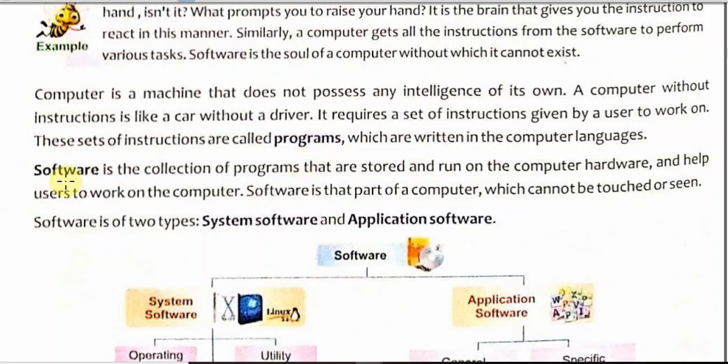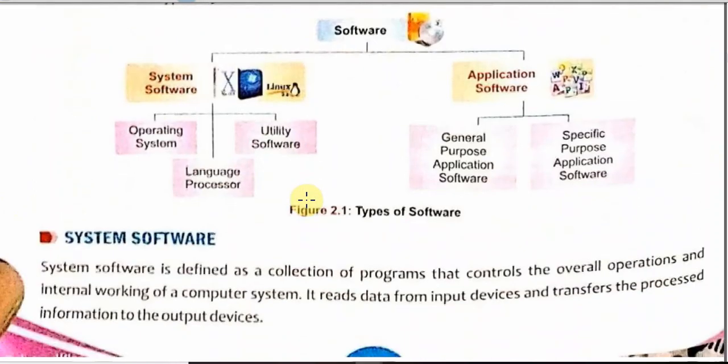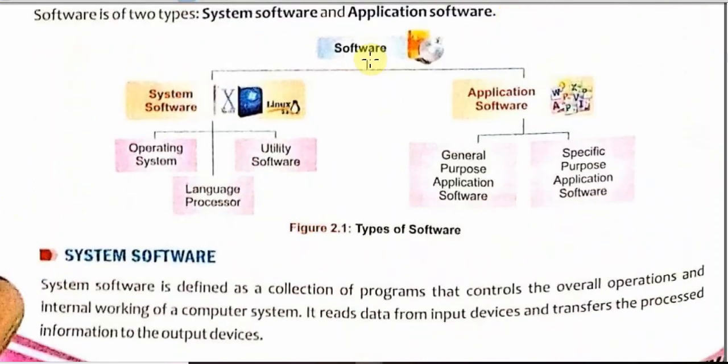Now, software is a collection of programs that are stored and run on computer hardware and help users to work on the computer. Software is a part of computer which cannot be touched or seen. You can see this figure. This is software. Now, software are of two types, system software and application software. So, let us see what is system software.